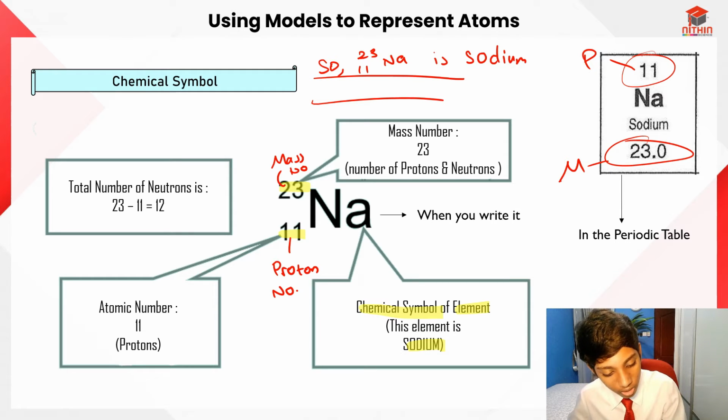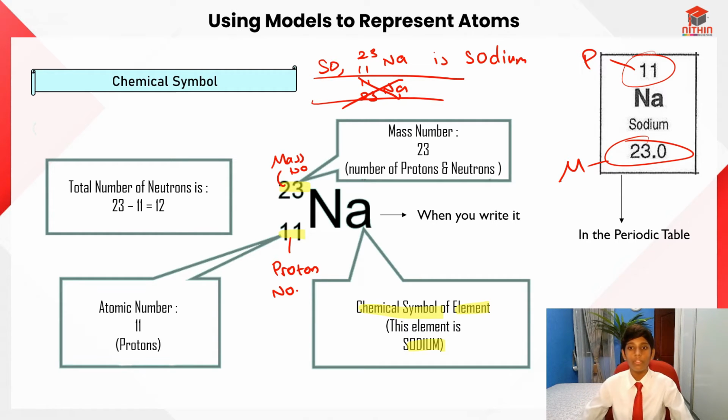If you write it as 11, 23, and Na, the markers are going to penalize you for this. So you have to represent it with the mass number on top, the atomic number below, and then whatever chemical symbol you're going to write. That's how you represent it when you're writing your answers and when you're writing in general. But for the periodic table, it's always the mass number below and the atomic number or proton number on top. So I hope you understood what I'm trying to say here. Please do be careful in this kind of scenario.